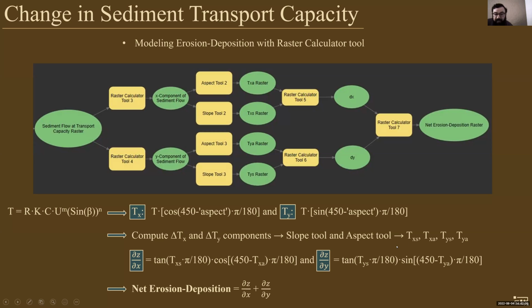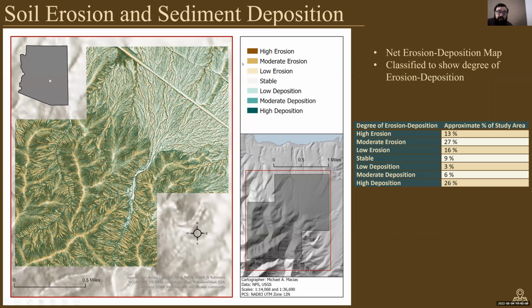I know I've said a lot, but here's the final product. So this is the net erosion deposition map of the Tonto National Monument. It's classified to show areas of high erosion, moderate erosion, low erosion, stable areas, low deposition, moderate deposition, and high deposition. I also determined the amount or the percentage of the monument, or at least the raster that covered the monument, based on erosion type and deposition type.